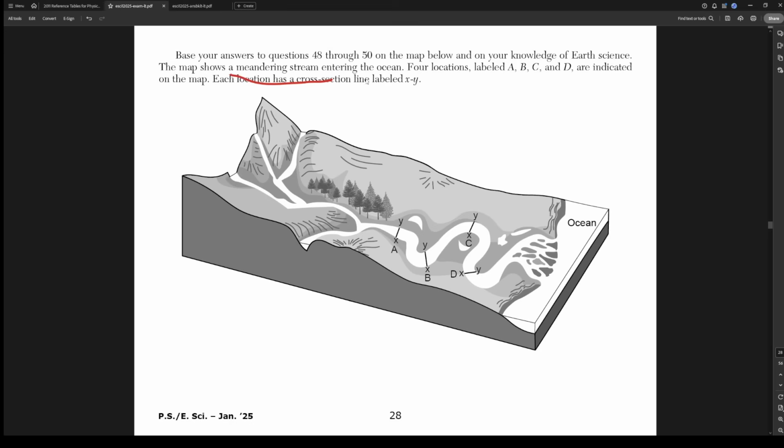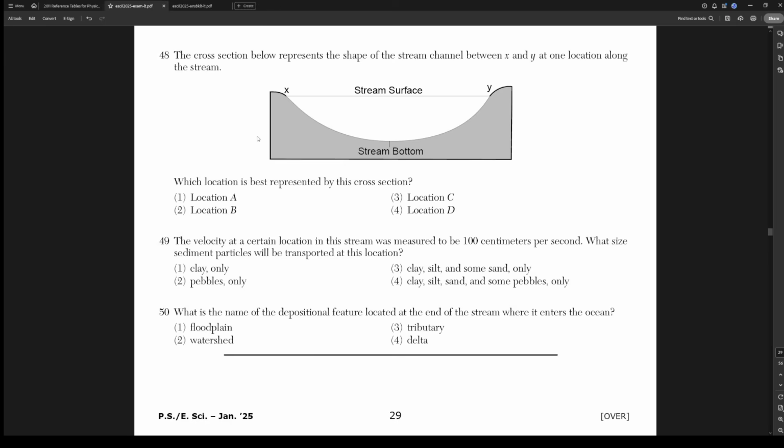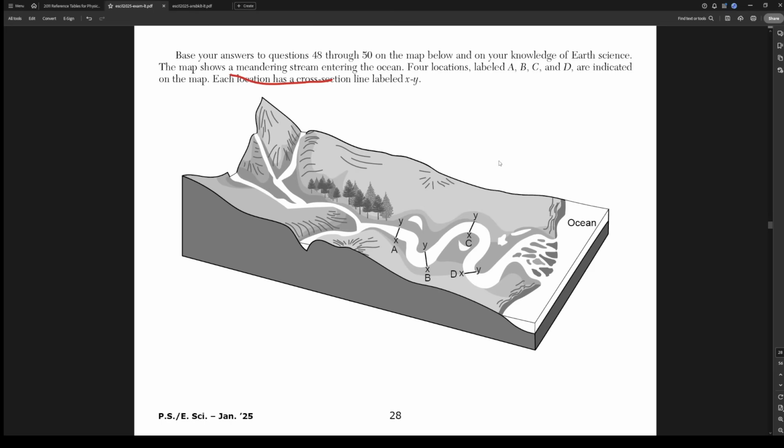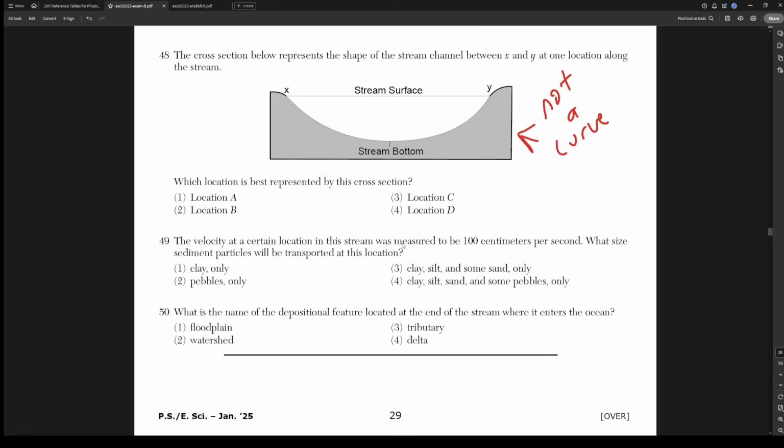We have a meandering stream. Okay, so it wants to know which location is represented by this cross-section. So there's no erosion or deposition on either side, which means this is not on a meander. This is not on a curve. So it's got to be a straight area. So it's probably going to be A. That looks straight. D is a meander, C is a meander, and B is kind of closer to meander. So it's going to be A.